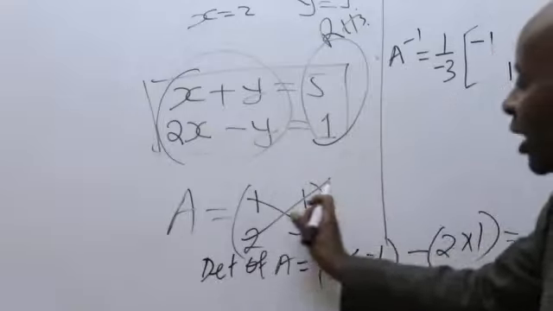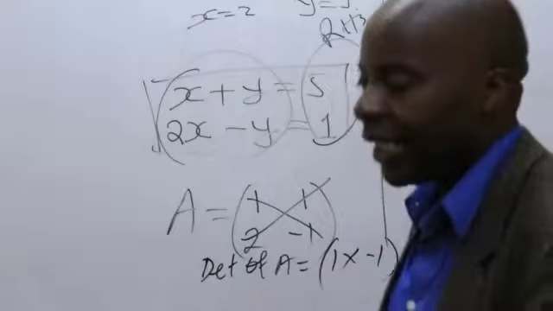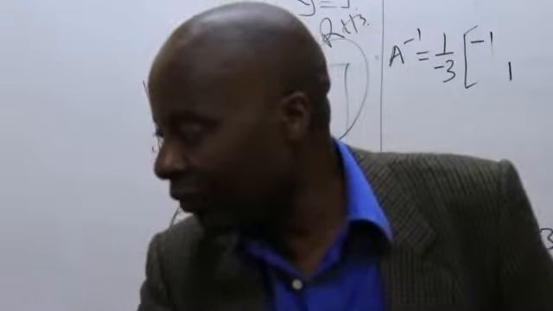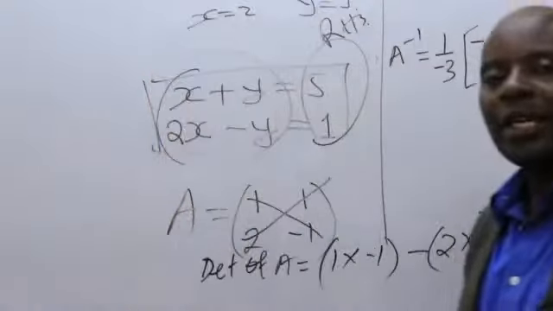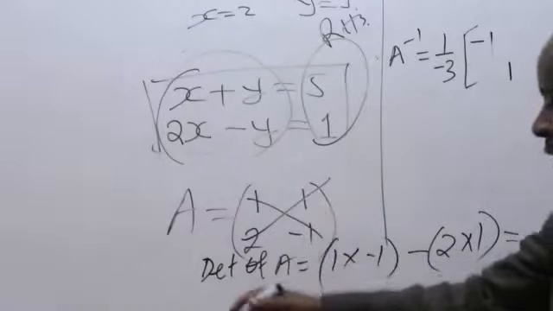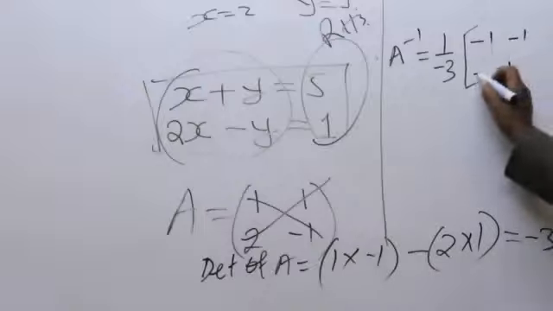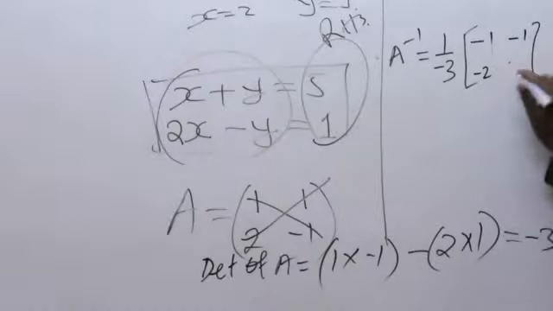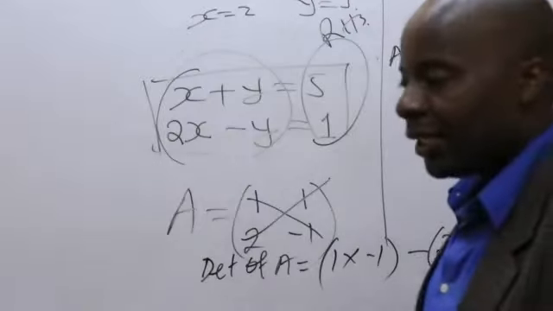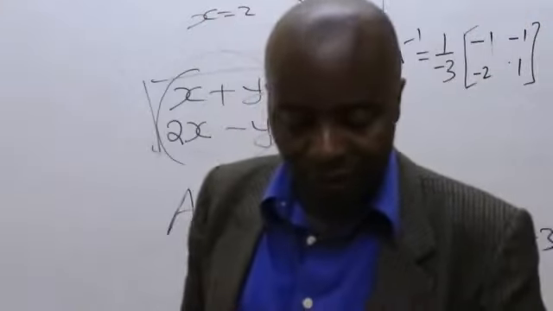And then we have the secondaries, we leave them where they are, but we change their signs. What have we said about secondary? Secondary, we shall leave them where they are, but change their signs. So both of them were positives. So here, both of them will be negatives. Now, ladies and gentlemen, that is our inverse of matrix A, the inverse of the base matrix.